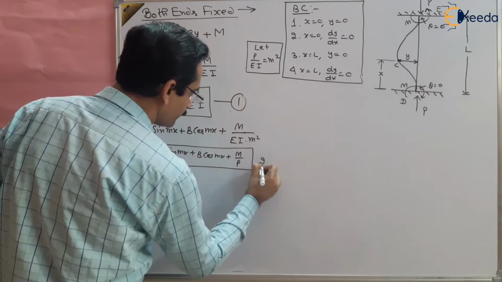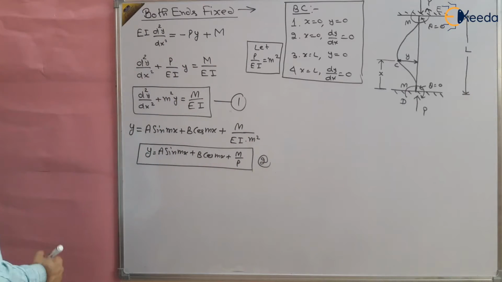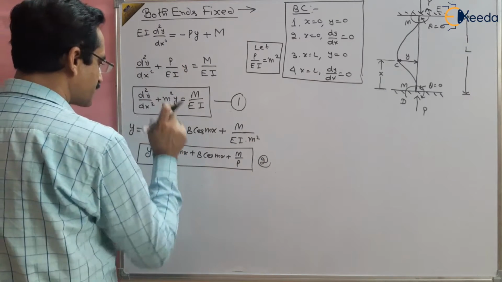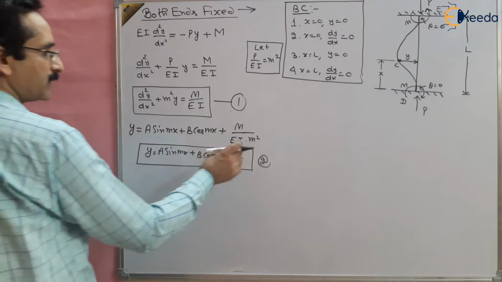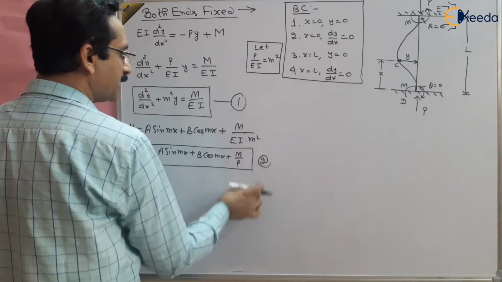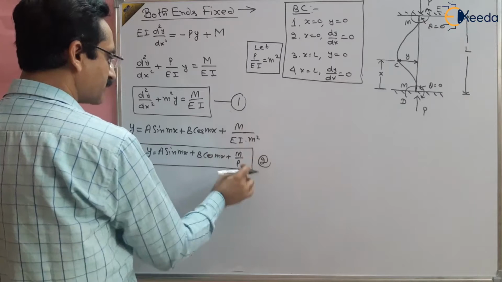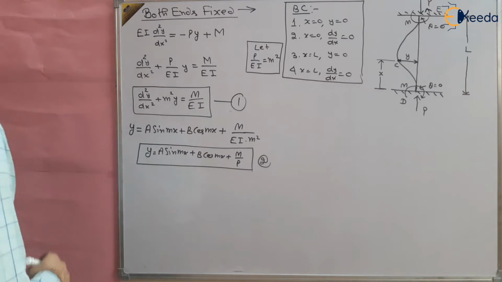This is the solution of this differential equation. This differential equation has this solution, m by p. M square we have put here, p by EI. So this EI cancels, so it will be m by p, right? So y is equal to a sin mx plus b cos mx plus m by p. So this is the equation which needs to be solved, right?